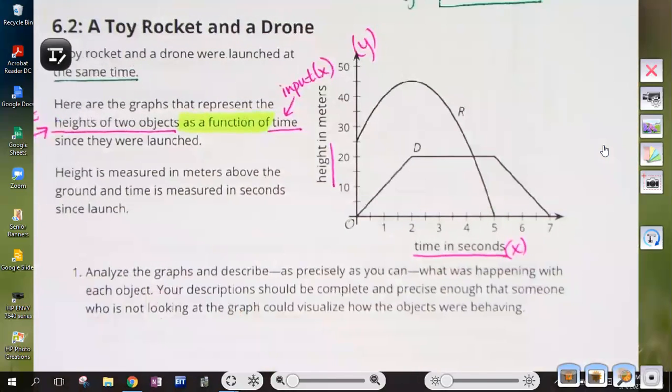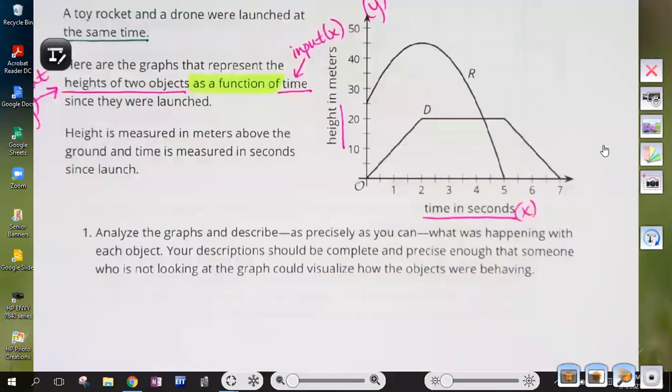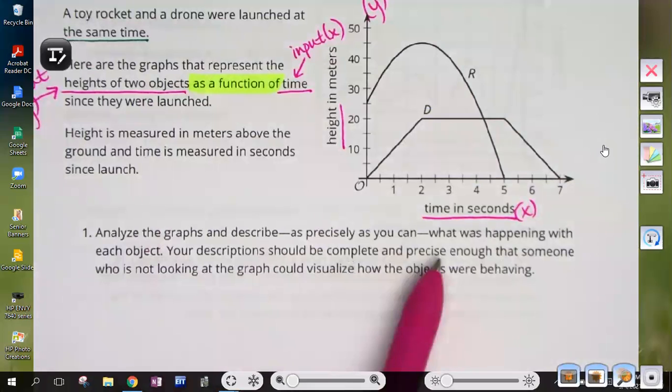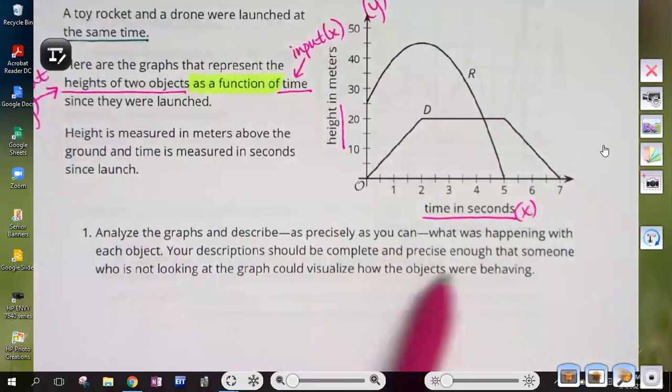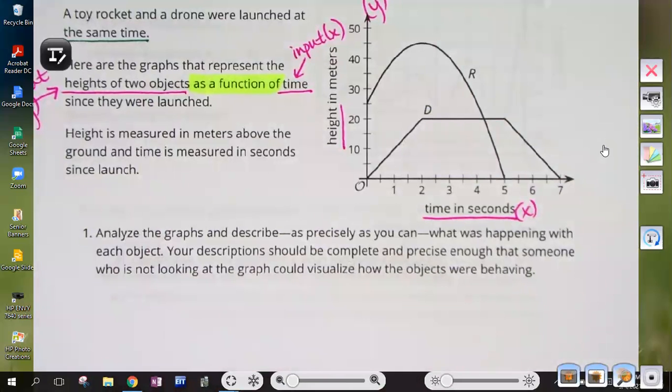Okay, so it says analyze the graphs and describe as precisely as you can what was happening with each object. Your description should be complete and precise enough that someone who is not looking at the graph could visualize how the objects were behaving. So we already kind of did that, and now we're just going to put it into words. Okay, so let's look at these two graphs.